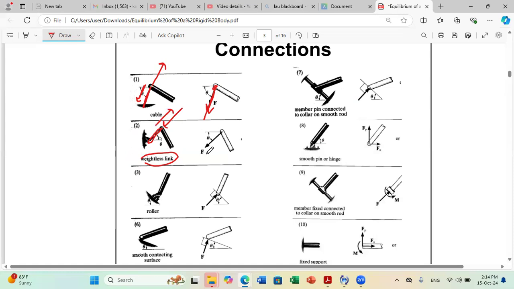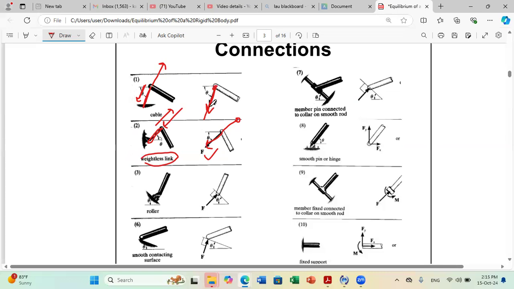So in this case, you can have F downward or upward. You can assume a direction. And according to your solution, if you get a positive result, the direction is right. If you get a negative result, the direction will be opposite. So if you assume your force is down, you assume the link in tension. If you get F positive, then your link is in tension. If you get F negative, then your link is in compression.